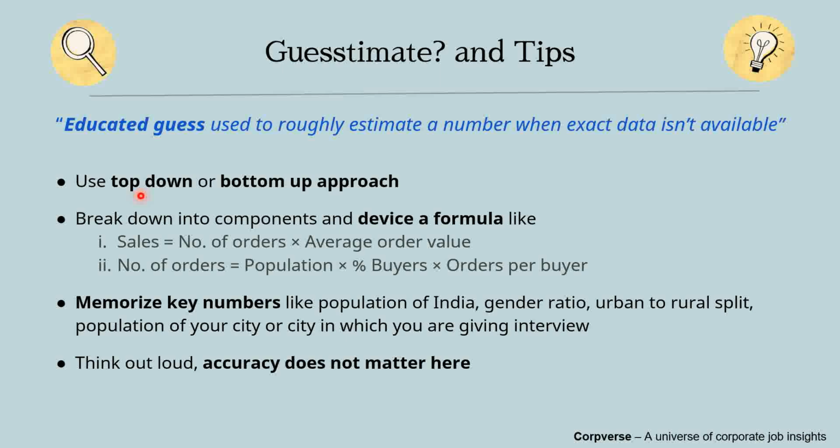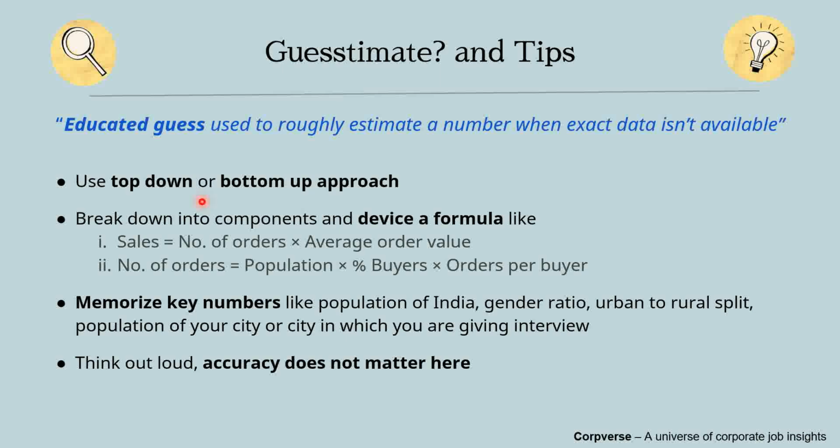Now, if you want to solve the same problem using the bottom-up approach, then maybe you can start by saying that okay, this is the number of burgers that is sold by one store in a day, and then you can say there are n number of stores in my city, so you can multiply that one day sale with the number of outlets of McDonald's in your city, and then you can say okay, there are 30 days in a month, so in a month this is the number of burgers sold.